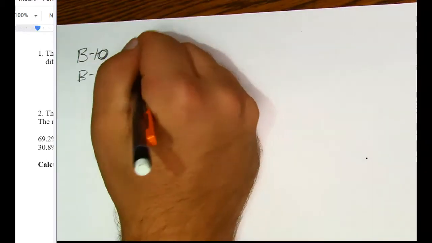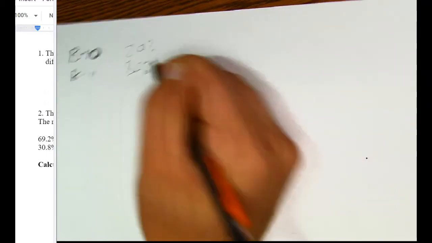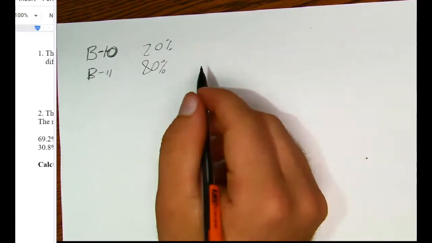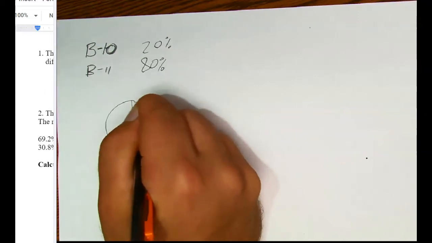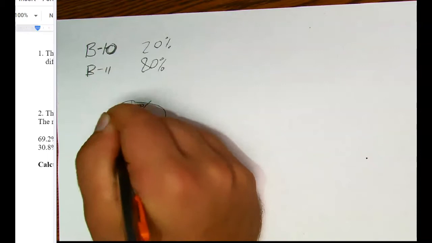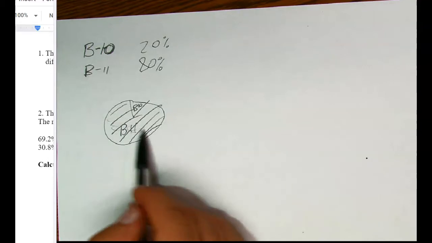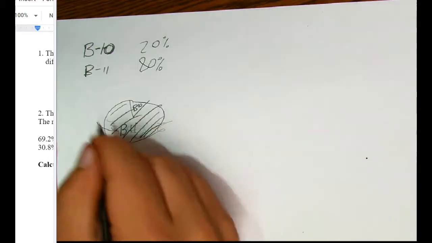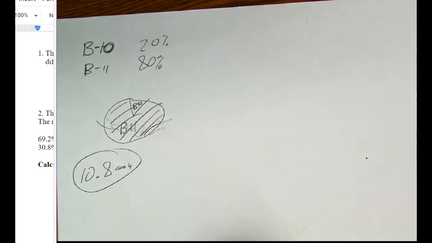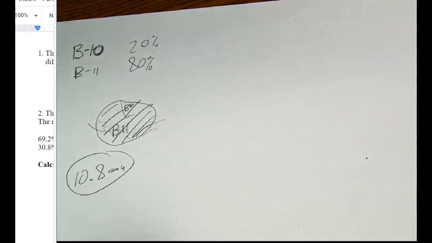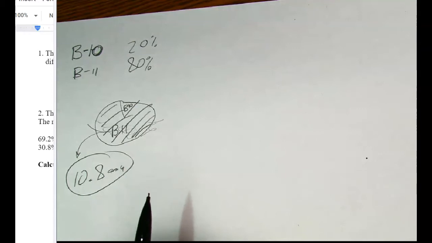Now, boron 10 makes up 20% of boron, where boron 11 makes up 80% of boron. If I draw a picture, this is boron 10 and this is boron 11. As you can see, boron 11 takes up a lot more space. So boron 11 is closer to the actual number on the periodic table. Boron weighs 10.8 on the periodic table, so 11 is closer than 10 is to that number. Okay?